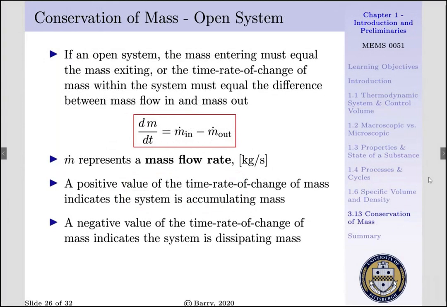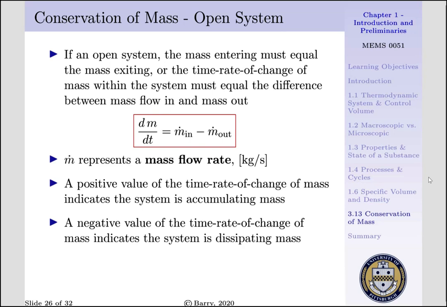Now for an open system, things are different. The continuity equation for an open system states that the time rate of change of mass within our system has to be equal to mass flow in less our mass flow out. M dot represents a mass flow rate, kilograms per second.